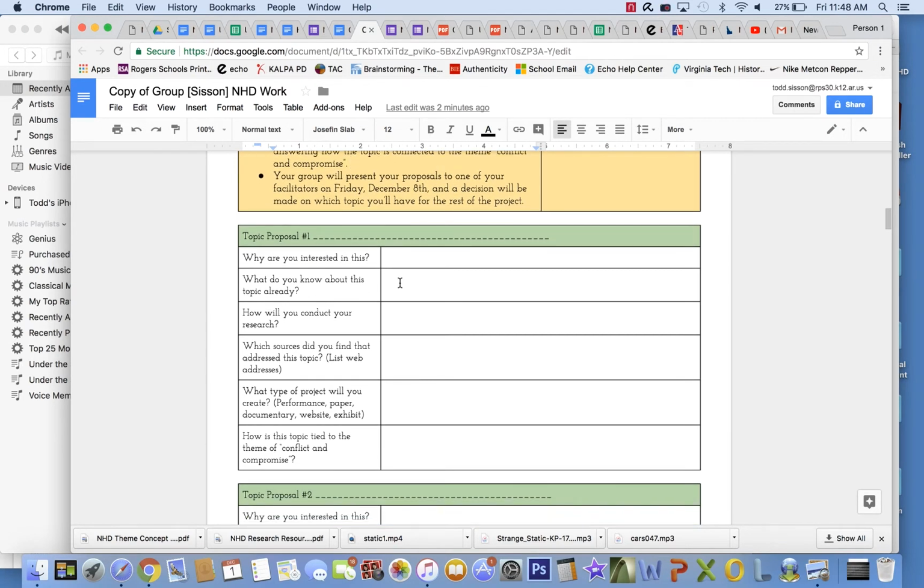Okay, so what I'm going to do is just do one of these with you guys. For my first topic proposal, I have one that I'm going to work through a lot of this project with, and I wanted to pick something that I didn't think any of you guys would want to do, and that's why I chose Chester A. Arthur. And this was a president after the Civil War.